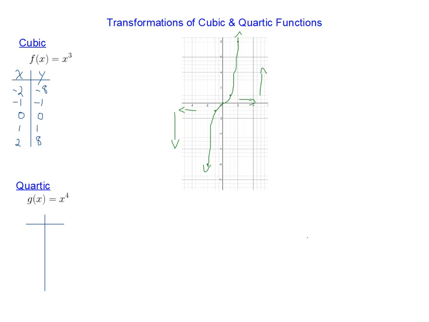We can do the exact same thing here for the quartic function. So we use the same x values. Negative 2 to the power of 4 will be positive 16, because we multiply negative 2 by itself 4 times. Negative 1 to the 4 is 1, 0 to the 4 is 0, 1 to the 4 is also 1, and 2 to the 4 is 16.